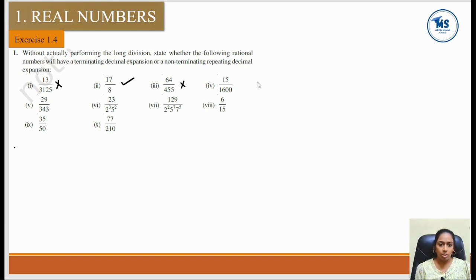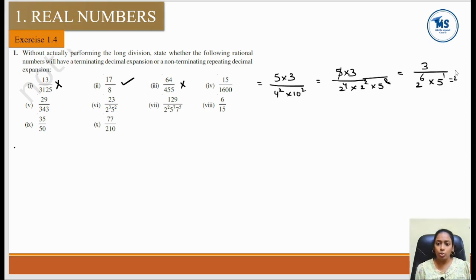Okay, then we have solved. I'll do this fourth one here only. 15 I can write as 5 into 3. 1600 I can write as 4 square into 10 square, which is 2 power 4 into 2 square into 5 square. The 5 cancels out, so that is 3 by 2 power 6 into 5 power 1. It is in the form of 2 power m into 5 power n. So it is terminating.